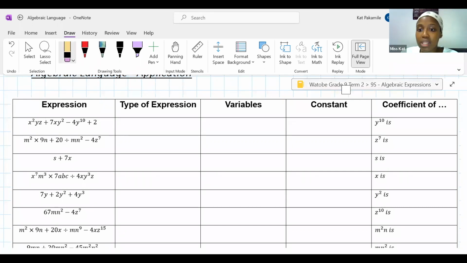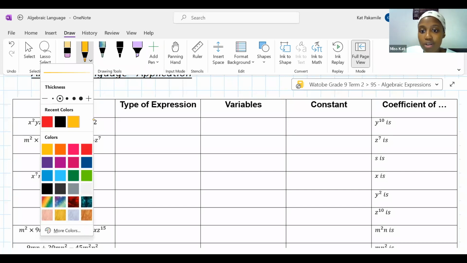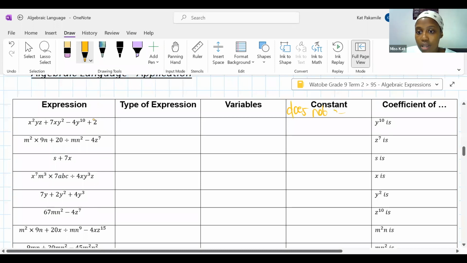Then you're going to tell me if there's a constant. Remember, a constant is a number that does not change.